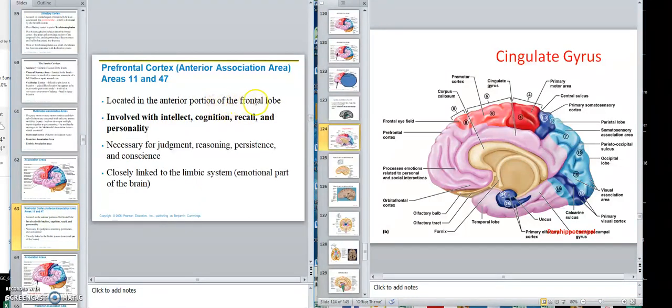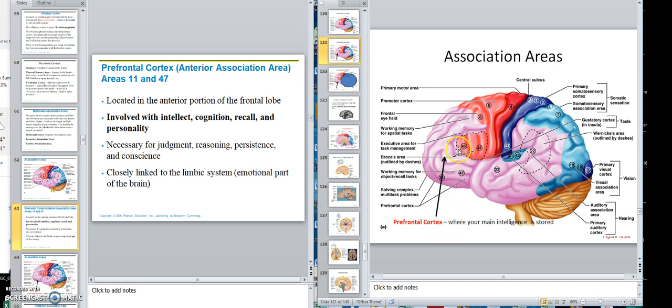Located in the anterior portion of the frontal lobe, involved with intellect. So up here, this is what I was trying to show. Up in here is that anterior association area, which would do intellect, cognition, recall, personality, necessary for judgment, reasoning, and so forth.